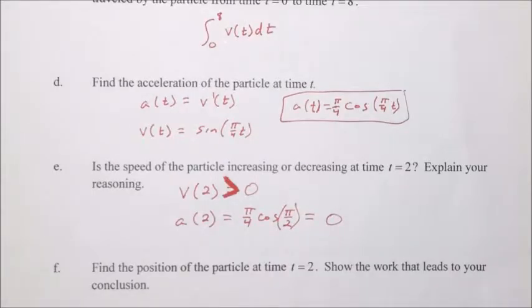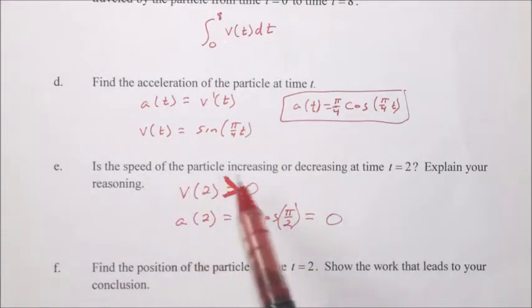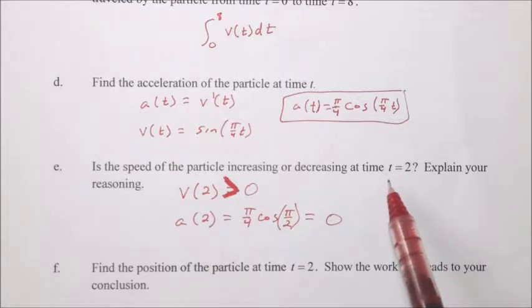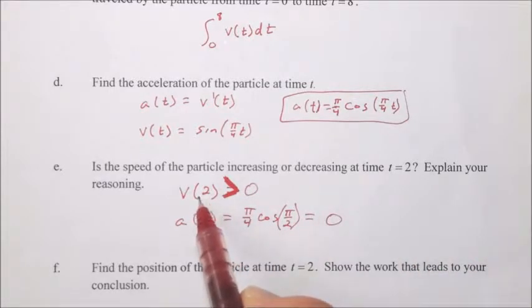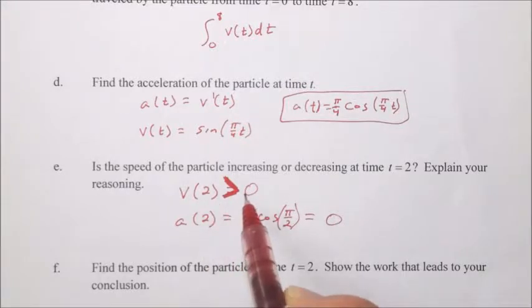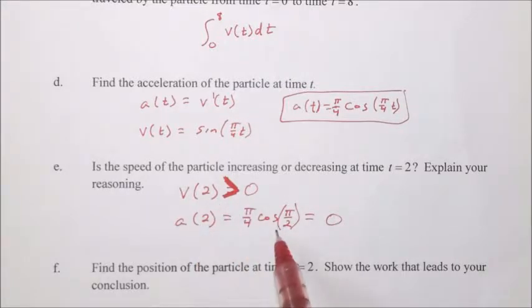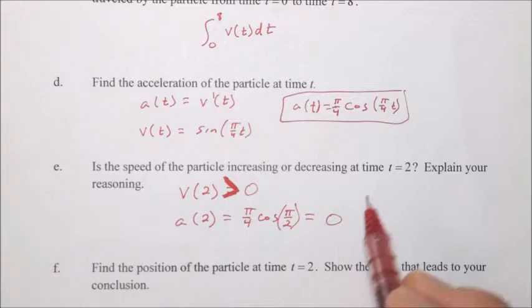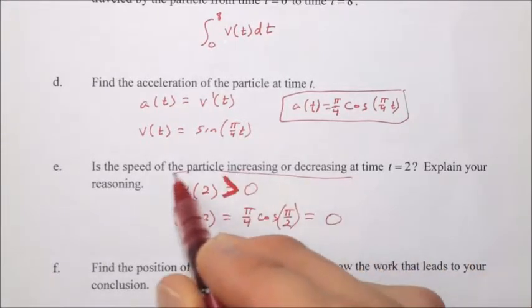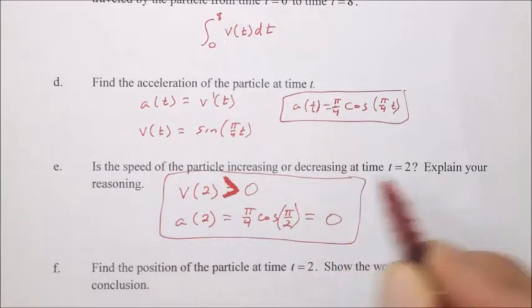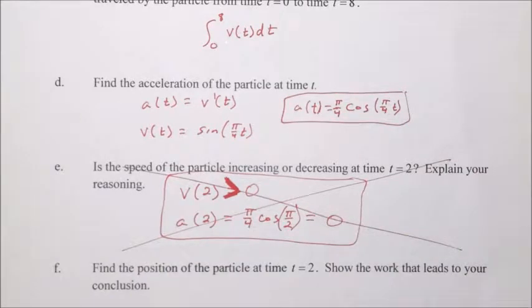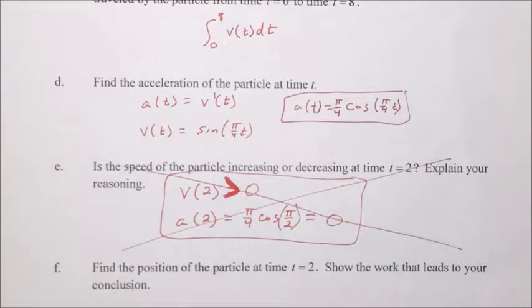For question E, we're asked whether the speed of the particle is increasing or decreasing at time t equals 2. Well, we have to look at the velocity at 2 and the acceleration at 2. The velocity of the particle at 2 is greater than 0, but the acceleration, if we plug in 2, we get this, is equal to 0, which is not what I wanted. So we're going to just ignore this problem. You can move on right to part F.